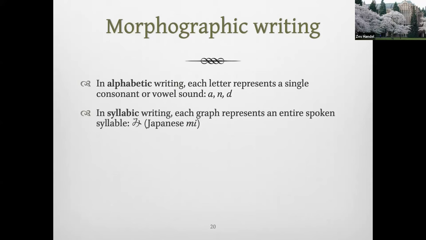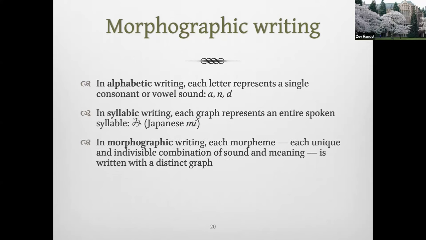Syllabic writing, like alphabetic writing, is purely sound-based. This graph here writes the syllable mi in Japanese, and it writes that syllable in any word, regardless of the word's meaning. But in morphographic writing, like Chinese characters, each unique spoken combination of sound and meaning together gets written by its own character.